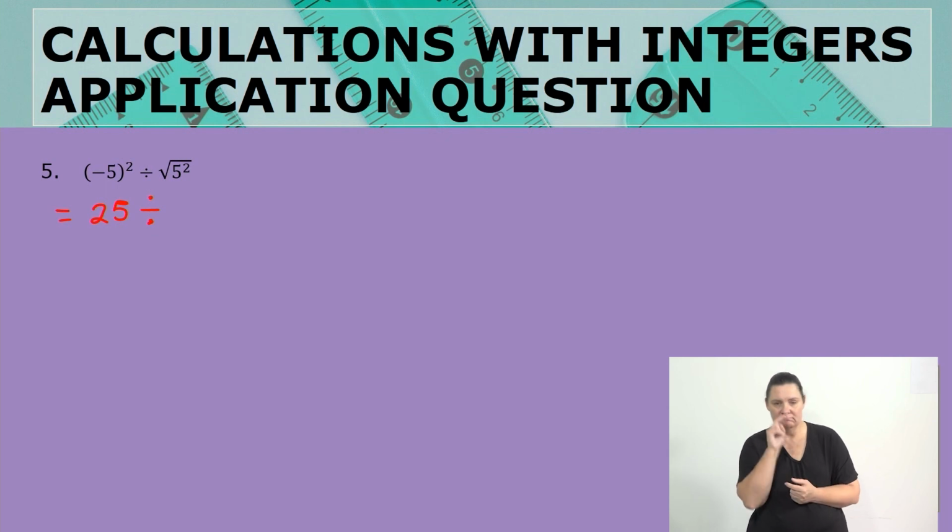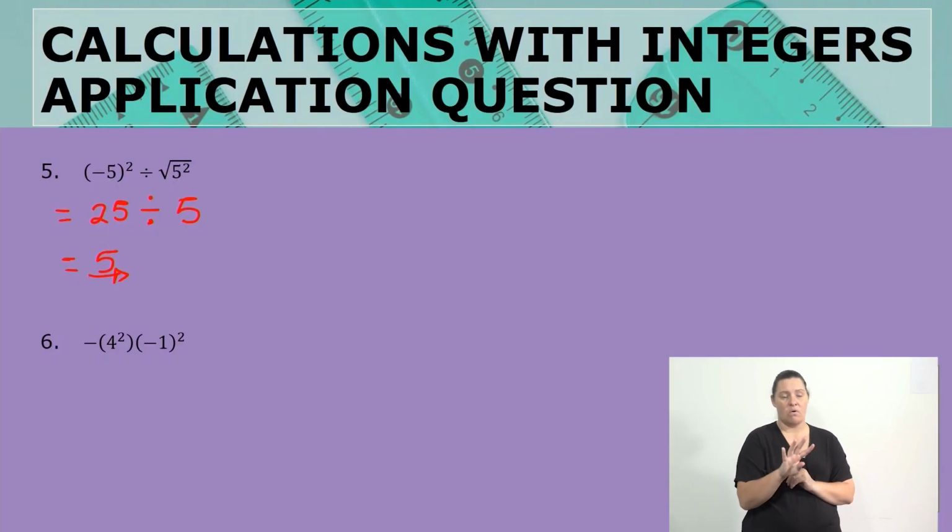And we are going to divide that by the square root of 5 squared. Do we know what the square root of 5 squared is? If you think about it, 5 squared is 25. Do you remember that? So what is the square root of 25? Yes, you are correct. It is 5. So now I am dividing a positive number with a positive number. So what is 25 divided by 5? Our answer is going to be positive because they are both positive. And then 25 divided by 5 is going to give us an answer of 5. Let's move on to the next one.